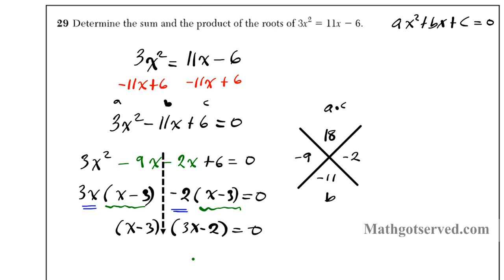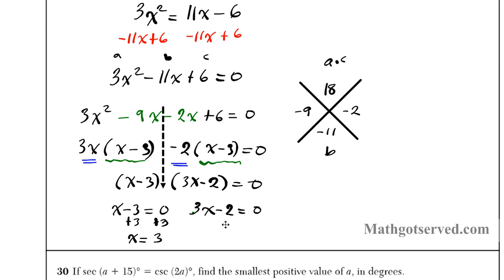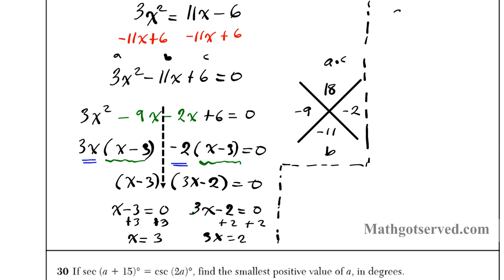Now we're going to apply the zero product property to solve this completely. So we have x minus 3 equals 0, or 3x minus 2 equals 0. To solve this for x, you just add 3 to both sides, and we have x equals 3 as the first root. For the second root, it's a two-step equation. Add 2, we have 3x equals 2, and then we divide by 3. Let me go partition my workspace. So 3x equals 2, divide by 3, you have x equals 2/3.